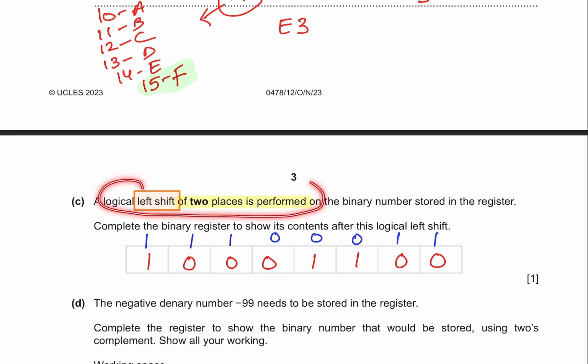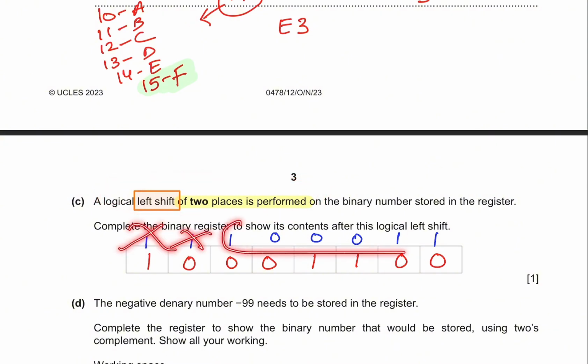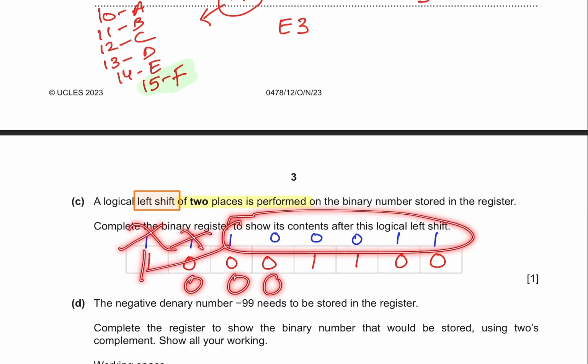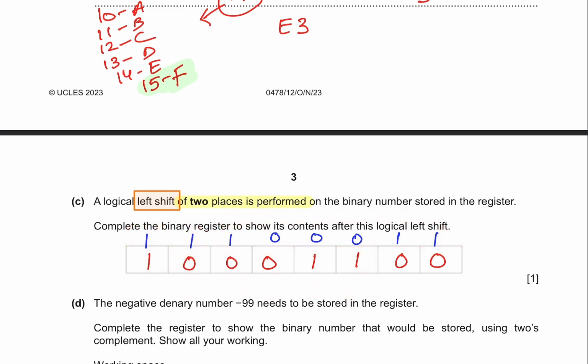Logical left shift of 2. So these two ones will get cancelled. You will cancel these two from here and start the number from here: 1 0 0 0 1 1 till here. Copy it till here, and these two numbers are cancelled.